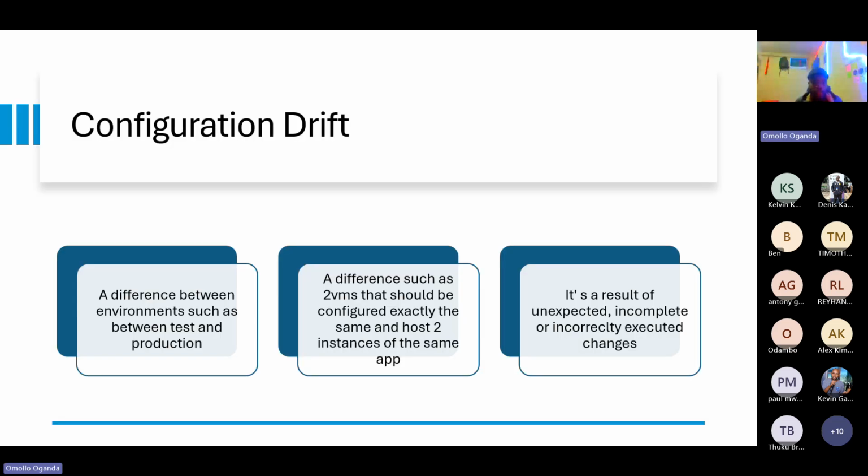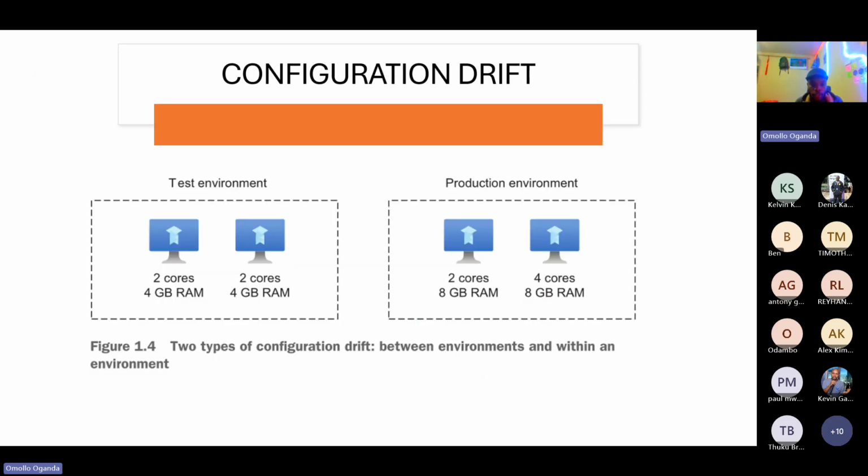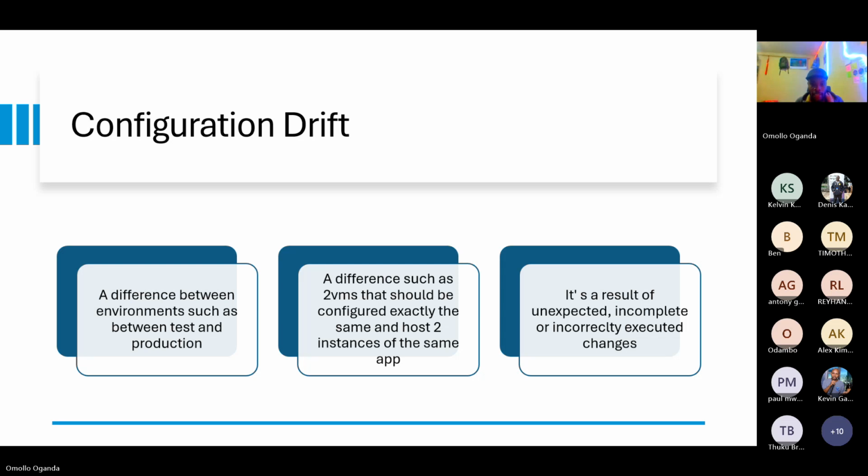So let's understand, what is configuration drift? This is the difference between environments, such as between test and production, like I have mentioned. A difference such as 2 VMs that should be configured exactly the same and host 2 instances of the same app. Like we have here 2 VMs, but they have different configurations in production and in the test. It is as a result of unexpected, incomplete, or incorrectly executed changes.